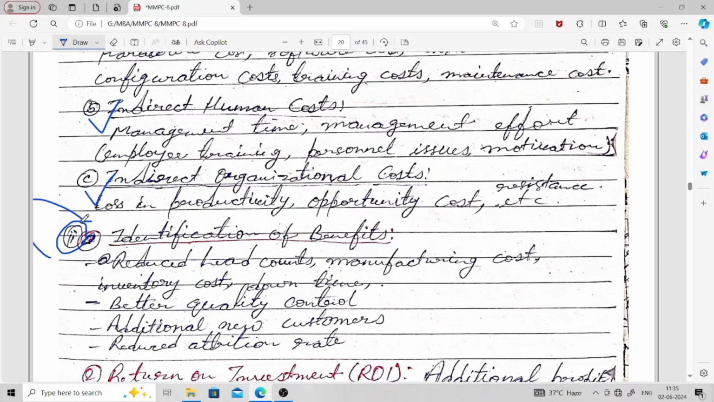So that is the reduced head count, means with the improved information system, less number of people will be required to do the same thing. Second, there you have the manufacturing cost. So that manufacturing cost will reduce, inventory cost will also go down, and there it is the less time required. Better quality control, additional new customers, reduced attrition rate. So these are the benefits which we get when we implement a new information system.